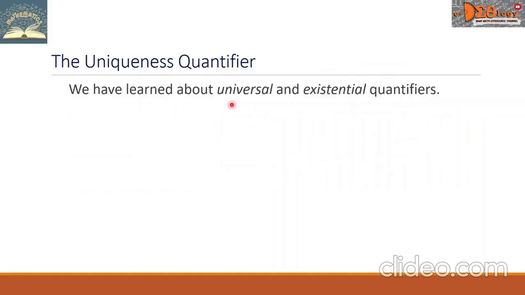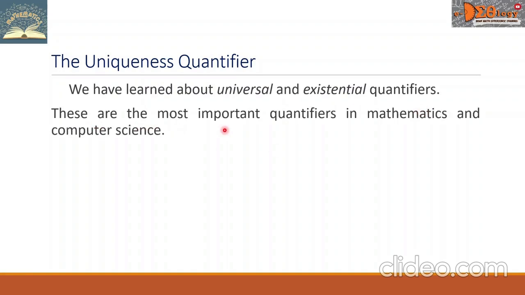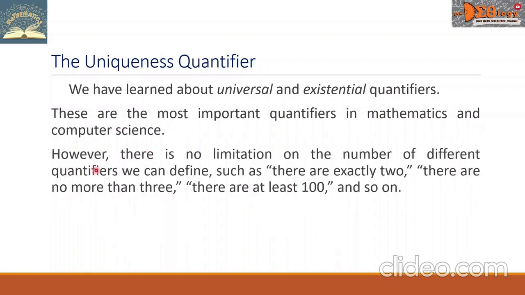We have learned about universal and existential quantifiers. These are the most important quantifiers in mathematics and computer science. However, there is no limitation on the number of different quantifiers we can define, such as there are exactly 2, there are no more than 3, there are at least 100, and so on.